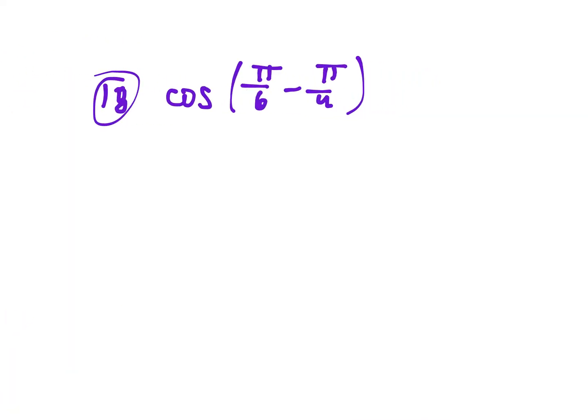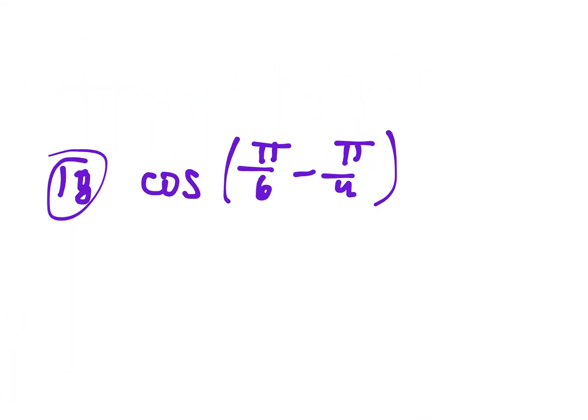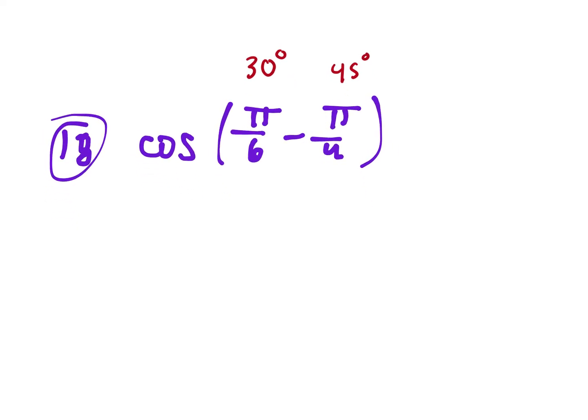Let's do 18. All right, so here we have pi over 6 and pi over 4. I know that these are both on my unit circle, so if you want to, you can convert them to degrees, but you'll see both of these on the unit circle, so you don't have to convert. Pi over 6 would be 30 degrees. Pi over 4 is 45, correct? Okay, yeah. So if you wanted to convert, you can, but you'll see these exactly on the unit circle.